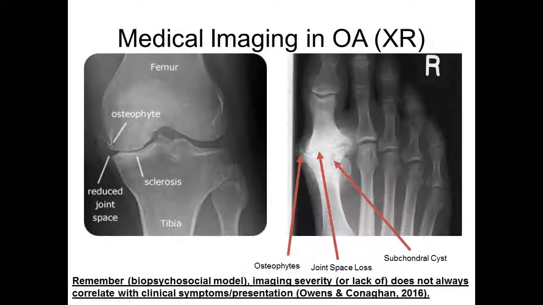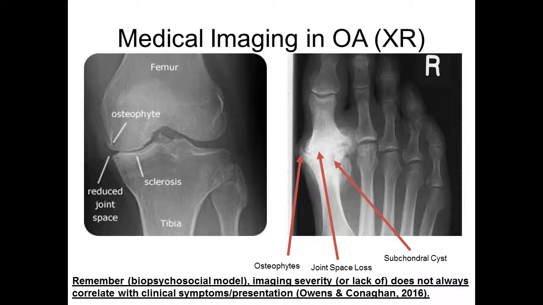So if we go on and look at the medical imaging in osteoarthritis, I've put up a few slides of X-rays, MRI and ultrasound. X-ray is obviously your main port of call, it is first line, but as well as looking at some of the features that we've discussed and that we see regularly, I think it's really important when considering any medical imaging with any condition, but with arthritic presentation especially, to go back to the evidence around the biopsychosocial model, because imaging severity, or lack of, does not always correlate with the clinical symptoms and presentation.